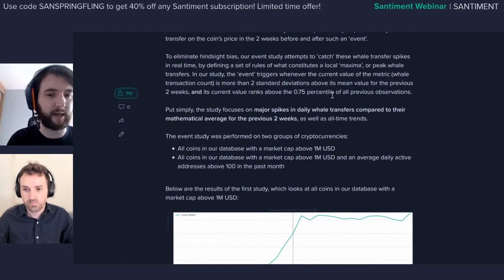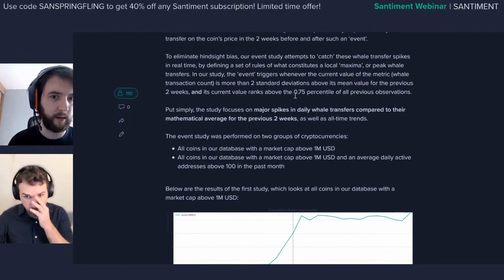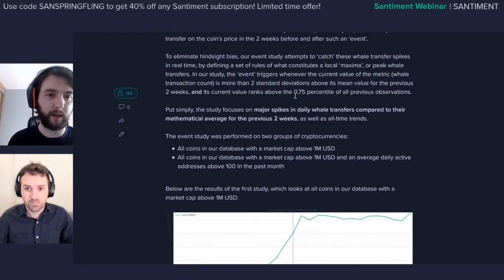Now, this might sound like a mouthful, but essentially we were looking at all of the events where, for a specific coin, the number of whale transactions on a daily basis rises more than 2 standard deviations above what is average over the past 2 weeks. So basically it rises massively compared to its previous 2-week average, and that new value is in the top 25% of all previous whale transaction count spikes, right?